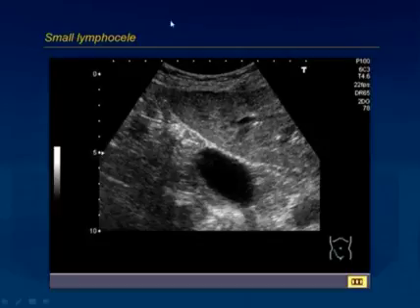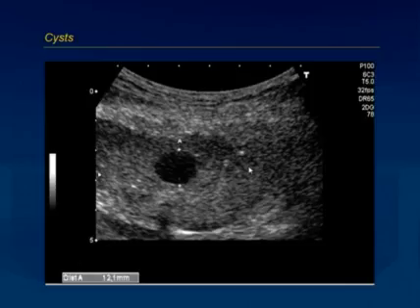Another classical lymphocele, the transplant in a longitudinal view, next to it a cystic structure, no interior echoes. That is another small lymphocele, and again that would not need any intervention. The only reason for intervention in a lymphocele would be if it's so large that it will compress the transplant ureter and cause obstruction. In that case, surgical intervention is usually necessary.